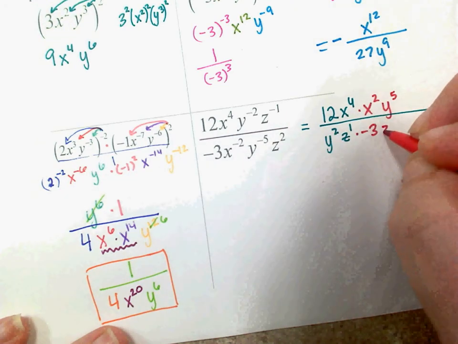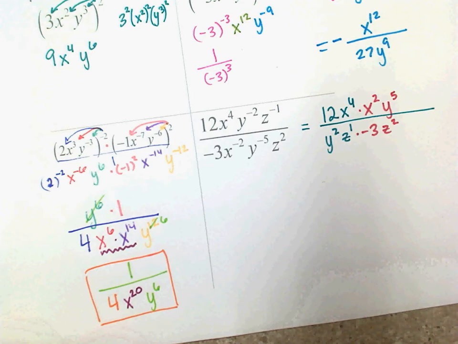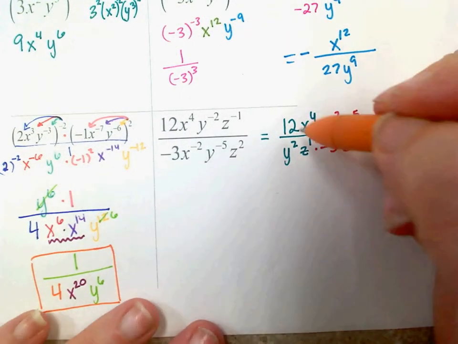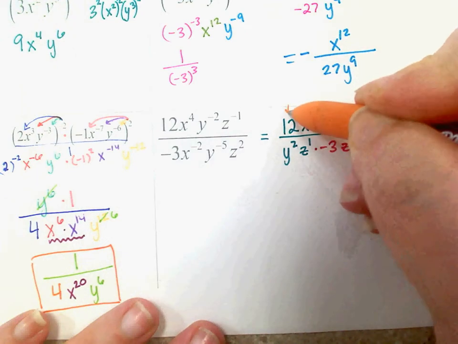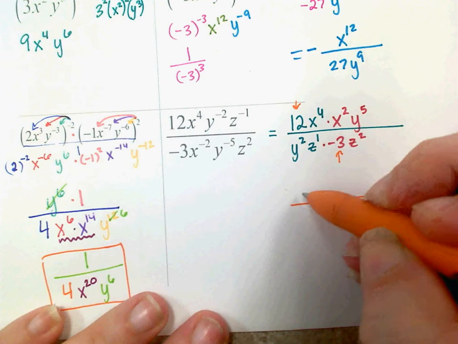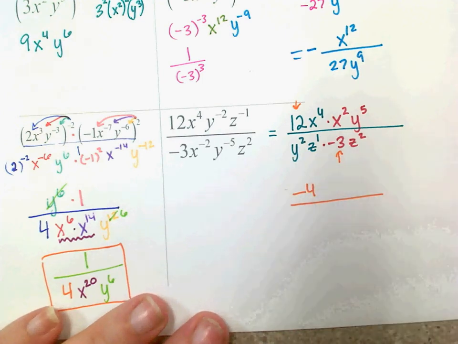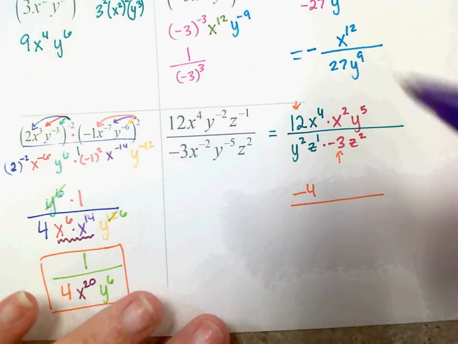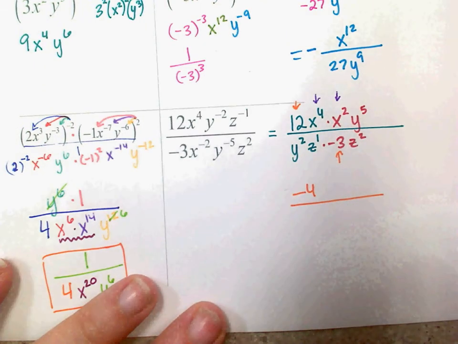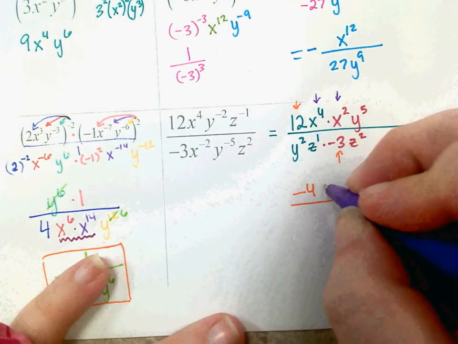And then it's just a matter of simplifying. So I'm going to go with coefficients first. I've got a 12 and a negative 3. 12 divided by negative 3 is negative 4. So I know the numerator has a negative 4, or the negative could be out front. I have two different x terms. They're both in the numerator, so I'm just going to add the powers. So that is x to the 6th, 4 plus 2.